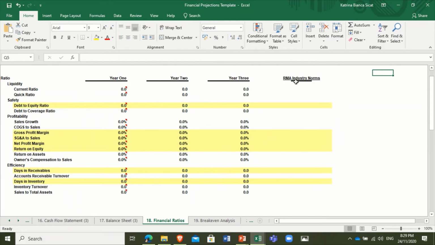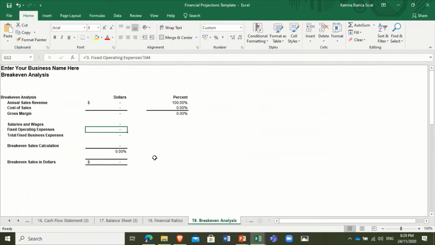So, obviously, wala tayong industry norms. Ang papakita lang natin is yung ratios from year 1, year 2, and year 3. Okay. For the break-even analysis, automatic na rin siya nagko-compute. As long as meron ka ng annual sales revenue, cost of sales, gross margin, fill-upan nyo lang to, automatic siyang magko-compute ng break-even in terms of sales and break-even in terms of amount. Okay, ganun siya. You can use this as your calculator para hindi na kayo mahirapang mag-compute.